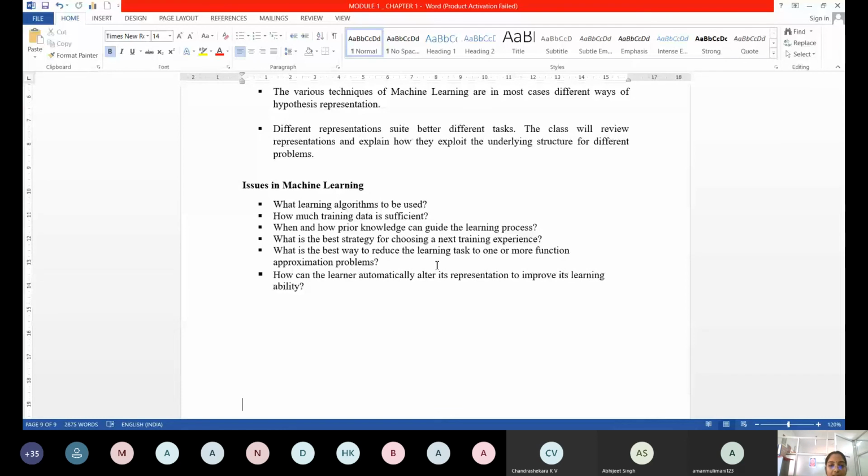Finally, how can the learner automatically alter its representation to improve its learning ability? Just before, we have seen from choose move to the best move, that is called representation. Where the board state gives a real value, instead of working with discrete values classifying your data, sometimes you work with continuous values so that you will get the exact one.